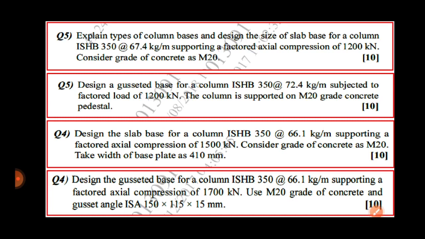The reason behind it is that in the steel table we have the same section depth with different unit weight. So to avoid confusion about which section we have to utilize for the design, they have specifically mentioned the unit weight of that section. You may observe the same thing in the given numerical. Here they have mentioned ISHB about 72.4 kg per meter, and here ISHB 350 about 66.1 kg per meter.